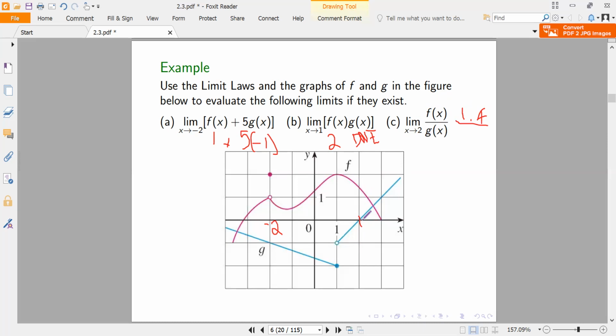Then for g of x, looking at g from the left and from the right, the function is approaching 0. So it means we're going to have 0 in the denominator. Because we cannot have 0 in the denominator, we say that the limit does not make sense, or the limit does not exist.